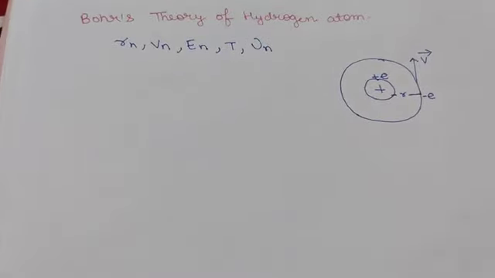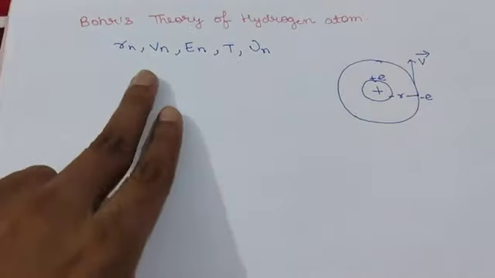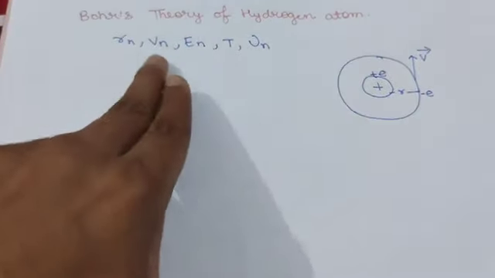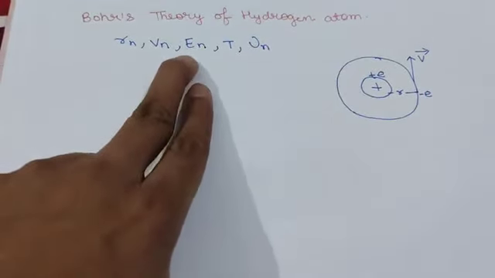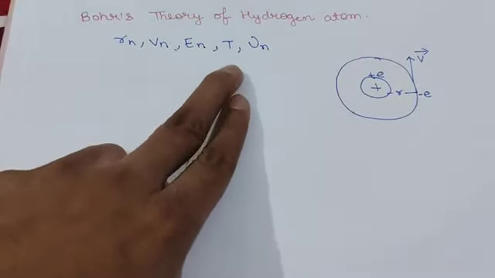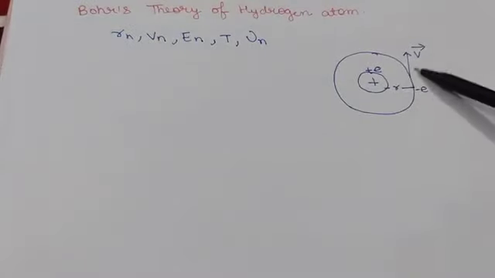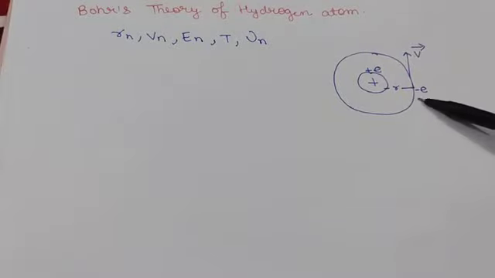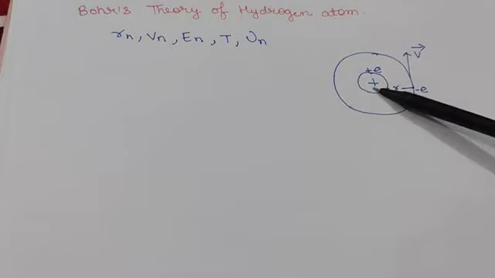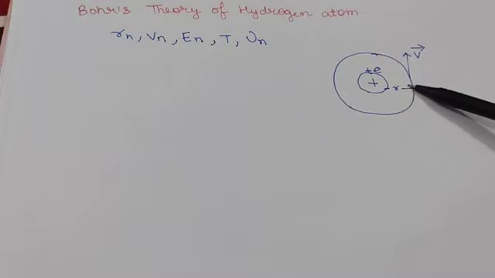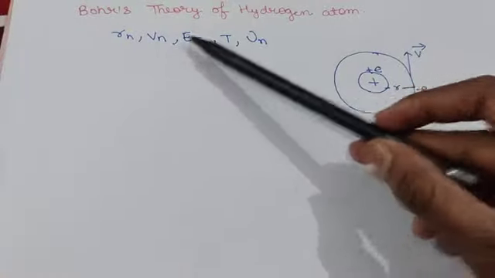Hello everyone, today we'll find the radius in the nth term, velocity in the nth term, energy in the nth term, and the time period and the frequency from Bohr's theory of the hydrogen atom. This is the hydrogen atom, this is the velocity, this is the electron, and this is the nucleus having a proton. This is the distance, we say this is the radius.